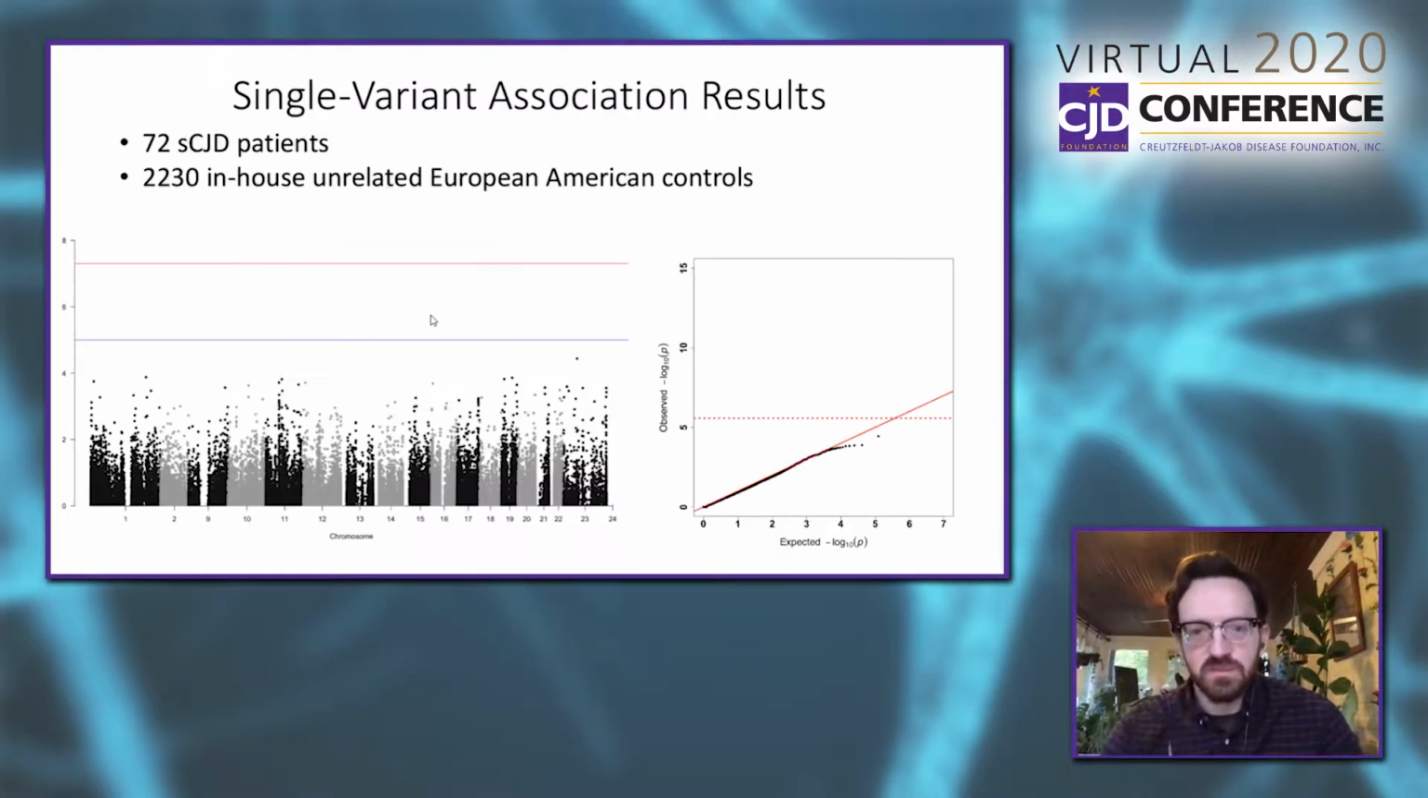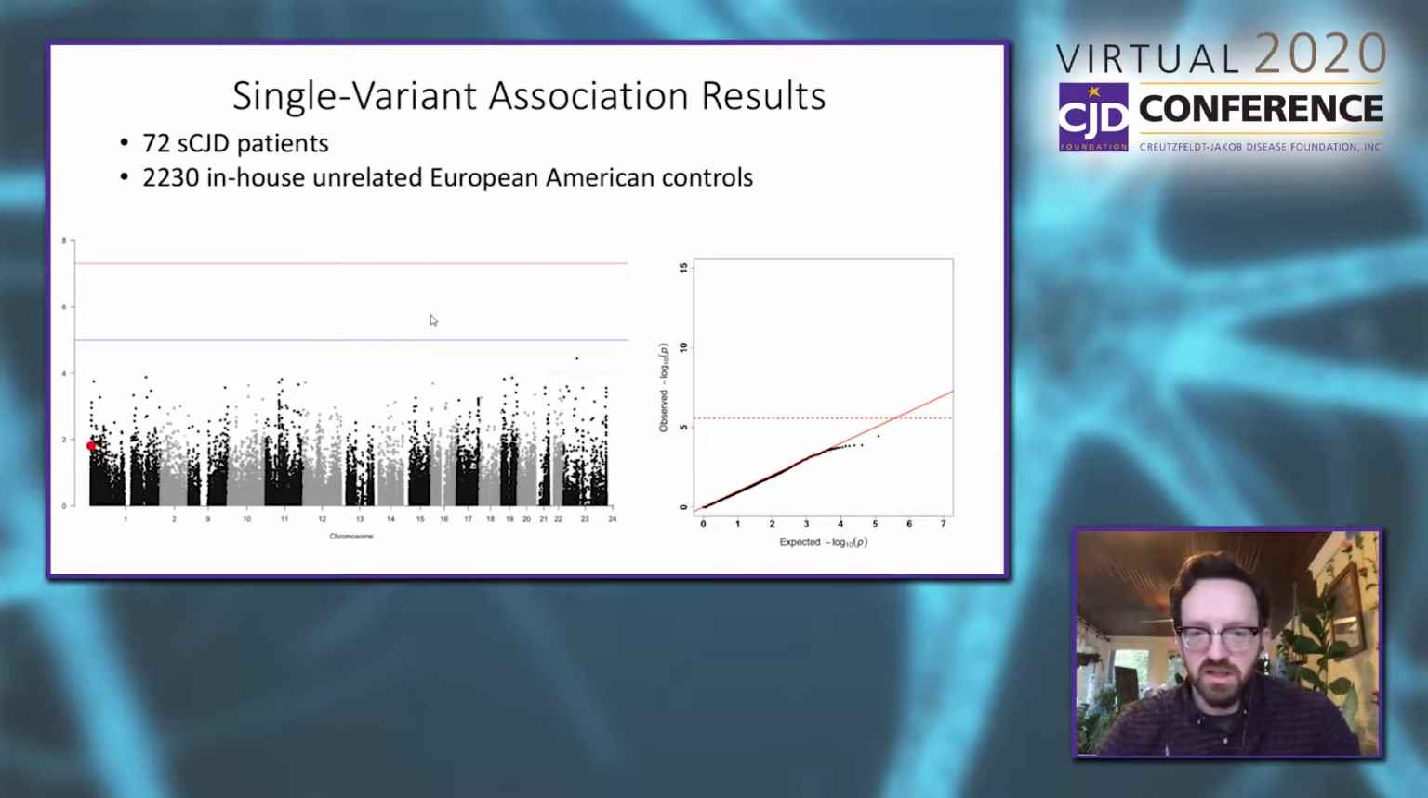and likely suggests that the association is real and causative. And so we performed first a single variant association analysis with all of the genetic variants we obtained from exome sequencing of the 72 sporadic CJD patients and compared that to 2,230 in-house unrelated European American controls that we have. Unfortunately, we see no genome-wide significant association.